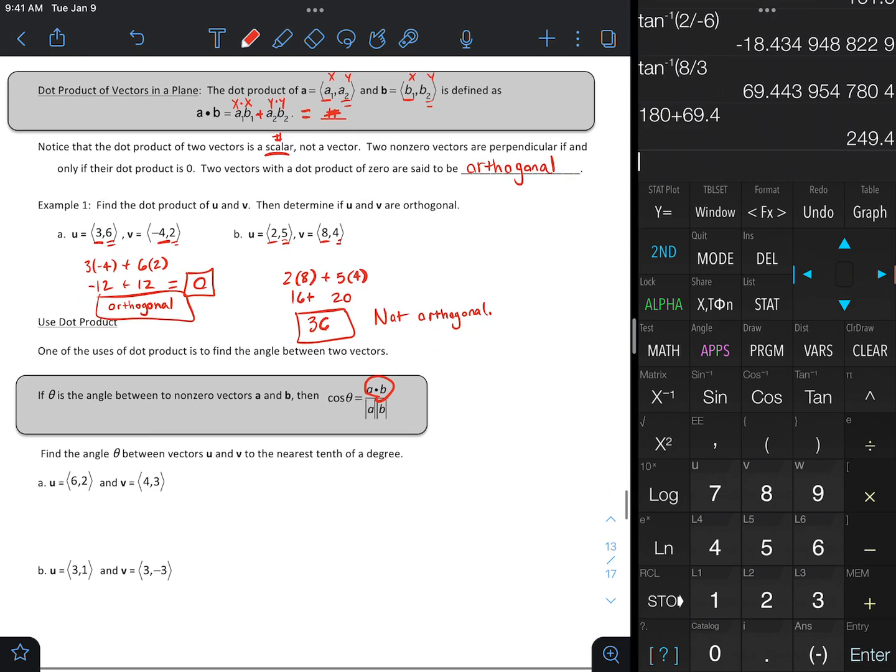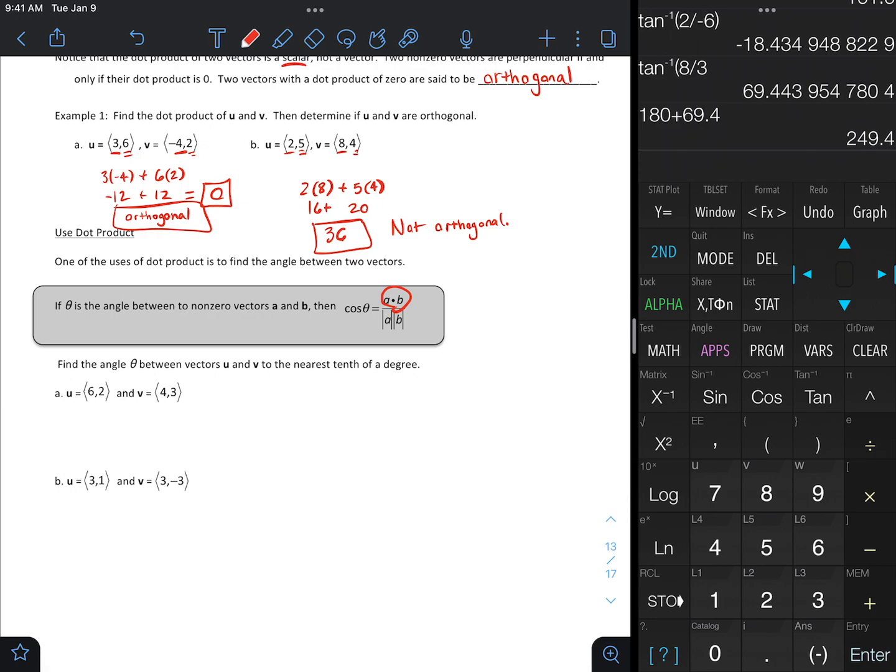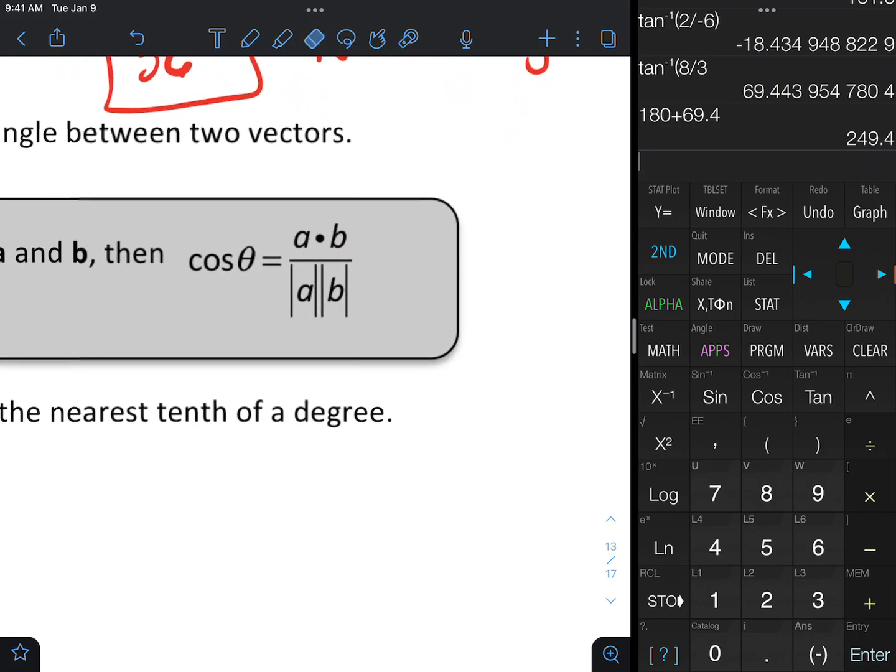Okay, so next section here is kind of talking about, hey, if it's not 0, then we can find the angle here. And this will probably be, this has the most amount of steps that you're going to need to do from all the processes that we learned here today. The numerator right here, this is the dot product. I would even label it if I were you.